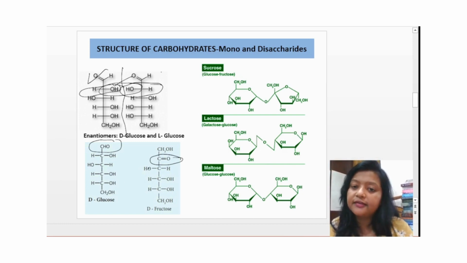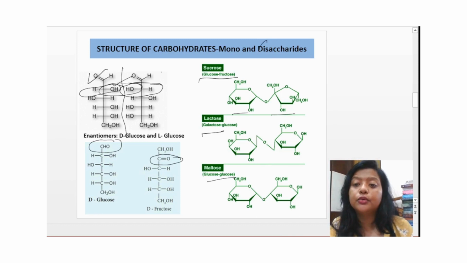Both are monosaccharides. Now coming to the disaccharides. The disaccharides here are lactose, maltose, and sucrose. Why are they known as disaccharides? Because they contain two sugars. If sucrose is broken down, it will form glucose and fructose. If lactose is broken down, it will form two sugars, galactose and glucose. And if maltose is broken down, it will form glucose and glucose, that means two molecules of glucose. That's why they're known as disaccharides.